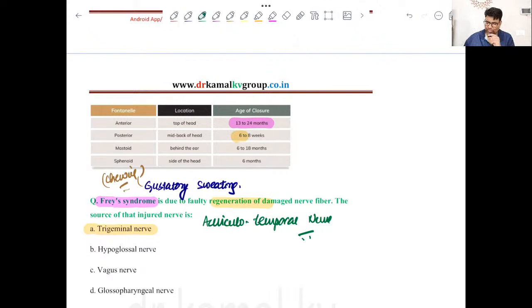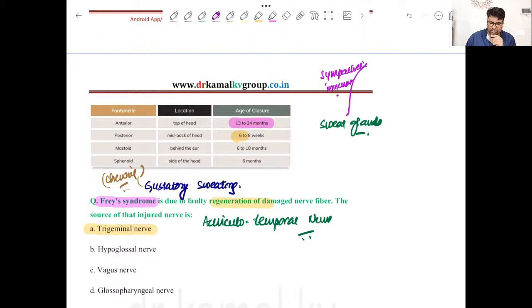So suppose these are sweat glands. Okay. Now sweat glands have sympathetic innervation. So this is sympathetic innervation. Clear?